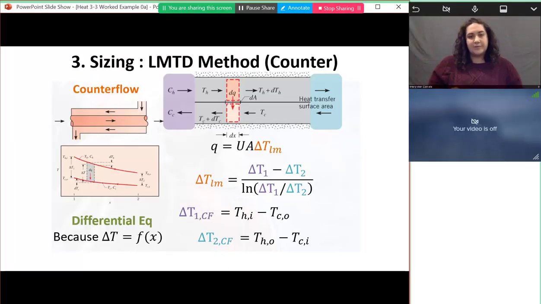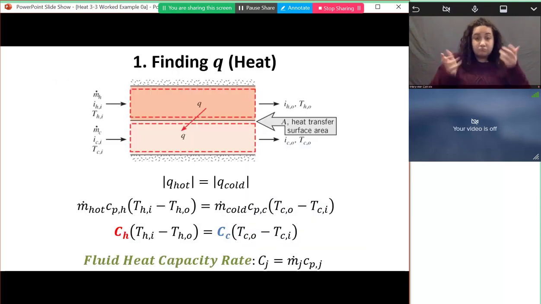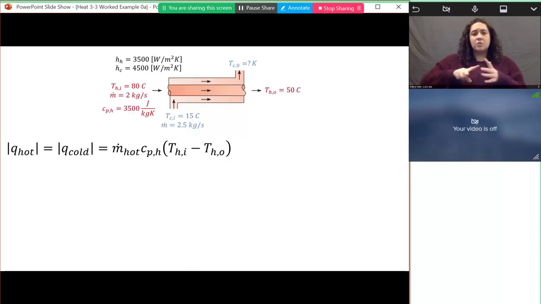So these are the equations we're going to use, and we'll use this equation for Q to find the area. So I need to find the heat transfer some way, and then I can isolate the top equation here for area and calculate how big my heat exchanger is supposed to be. So first, we'll start finding the heat. In this case, we know that all the heat coming out of the hot side is the same as all the heat going into the cold side.